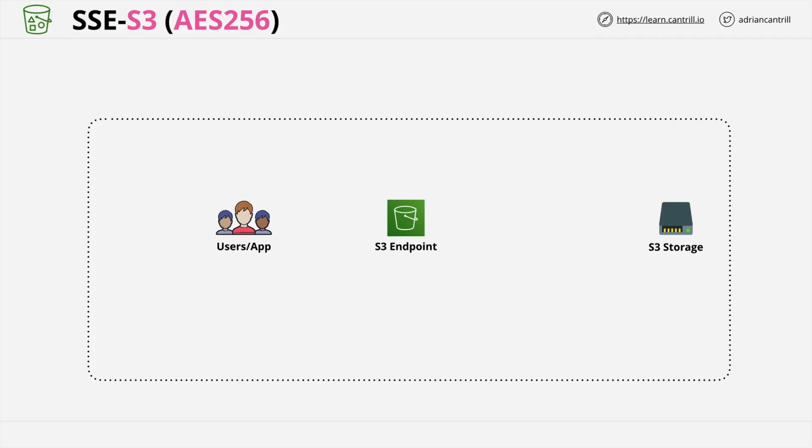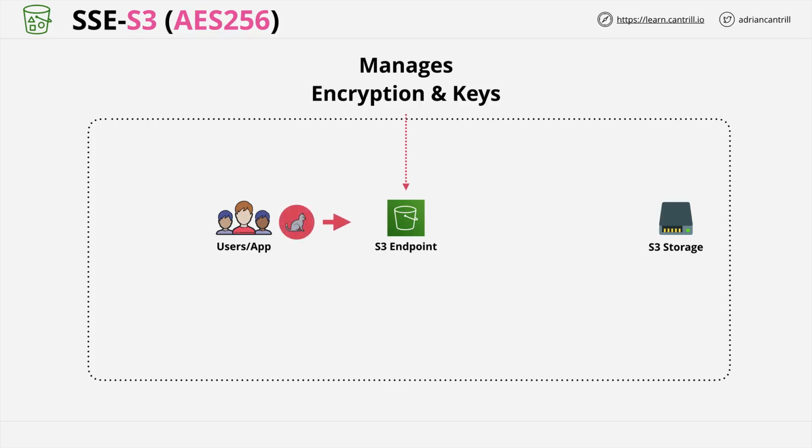The second method that I want to describe is SSE-S3. With this method, AWS handles both the encryption and decryption processes as well as the key generation and management. With this method, when you put an object into S3, you just provide the plain text data, the unencrypted object.